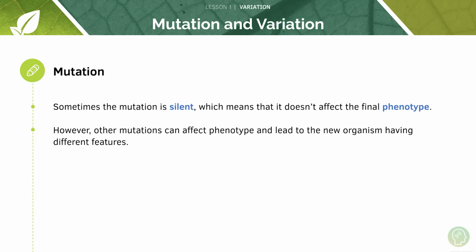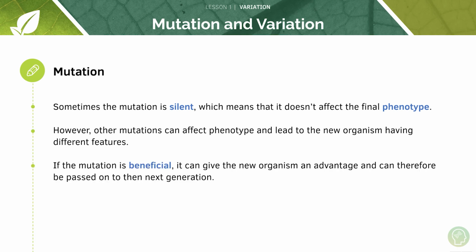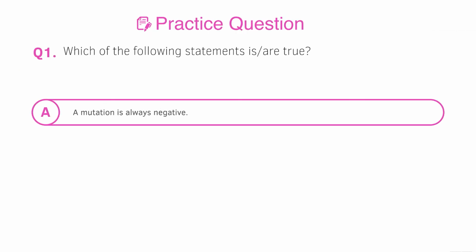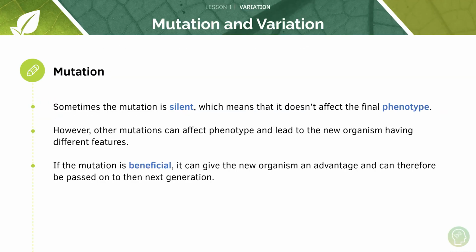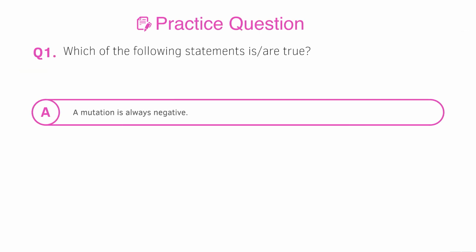However, other mutations can affect phenotype and lead to the new organism having different features. So if the mutation is beneficial, it can give the new organism an advantage and can therefore be passed on to the next generation. Okay, so we can have good mutations, positive mutations, negative mutations, or silent mutations where there is no change in the final phenotype. Now on to some practice questions.